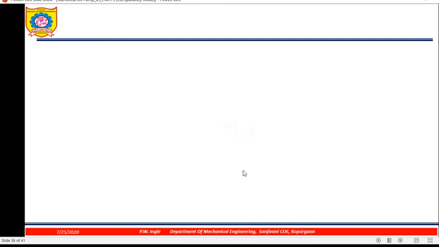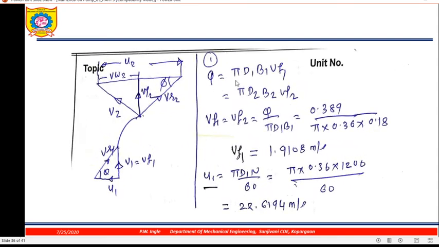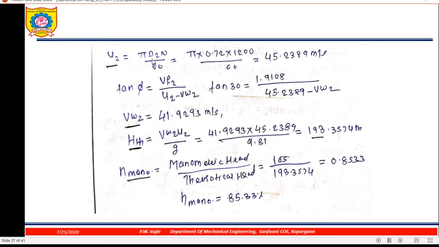So we'll go step by step. Q is pi d1 Vf1 equal to pi d2 Vf2. So you will get Vf1 equal to Vf2. Then U1 is pi d1 N by 60. You will get U1 as 22.6194. Then U2 is pi d2 N by 60. So you will get U2. Then using this, you will get Vw2. Then theoretical head is Vw2 U2 by g. Then manometric efficiency is manometric head upon theoretical head. This is very important, no? This is one of the formulas.